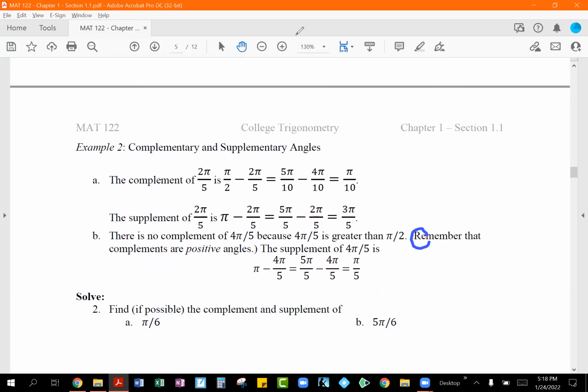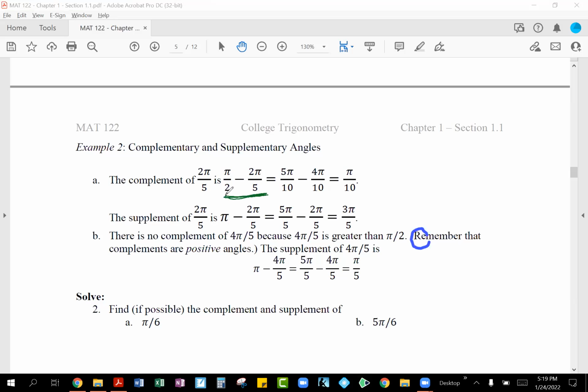So if you look at these examples over here, you will see we're talking about finding the complement for 2 pi over 5. And as you can see, this is not very large. You are able to take pi halves and subtract 2 pi over 5 from it. And then, as you go from that calculation, you are able to find your complementary angle. So we took pi halves because that's your 90 degrees. So pi halves minus 2 pi over 5, and then we were able to find a complementary.